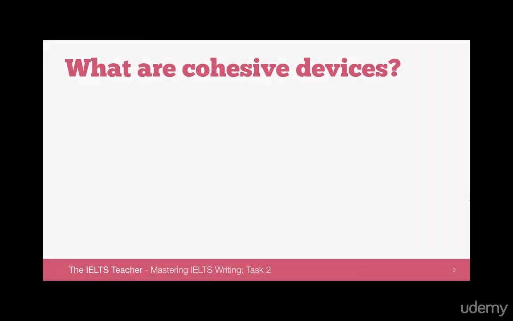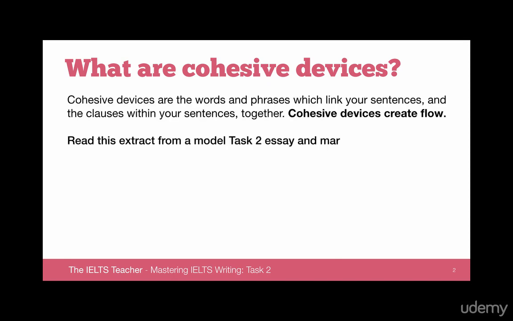Let's begin by asking the question, what are cohesive devices? In the band descriptors, they obviously point them out. They say for band 7 that you need to use accurate and appropriate cohesive devices with not too much overuse or underuse. But what good is that if we don't know what cohesive devices are? So, cohesive devices are the words and phrases which link your sentences and the clauses within your sentences together. They link the ideas between separate sentences and clauses together. So really, cohesive devices create flow.